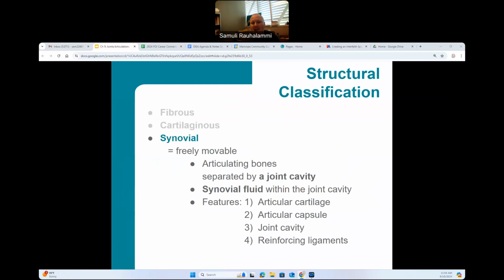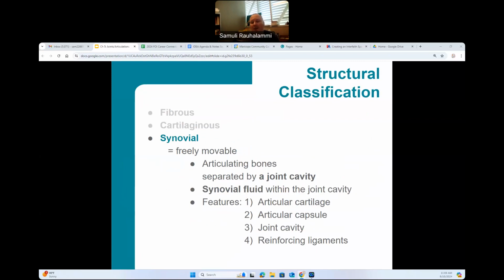So the last structural classification that we have left to consider is going to be our synovial joints. And synovial joints enable a large range of movement. I think shoulder and hip joints would be very good examples of those. And these are bones that come together, but they are separated by a joint cavity. And within that cavity, we will end up finding synovial fluid.